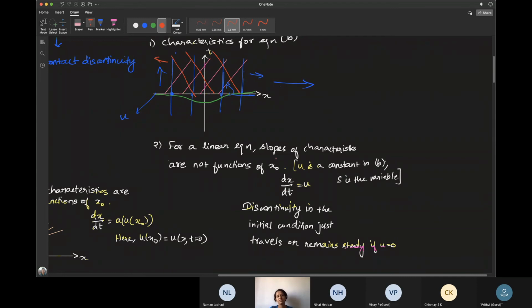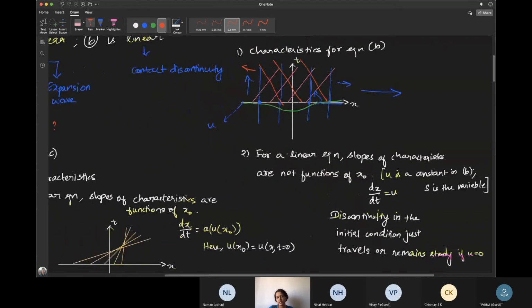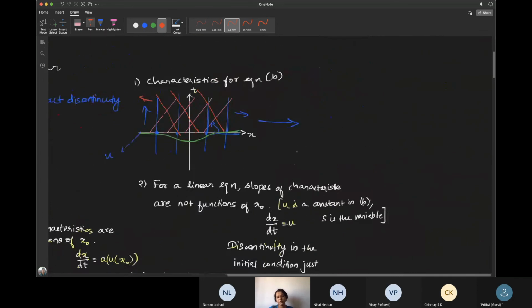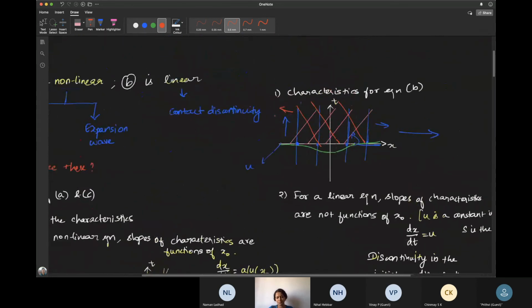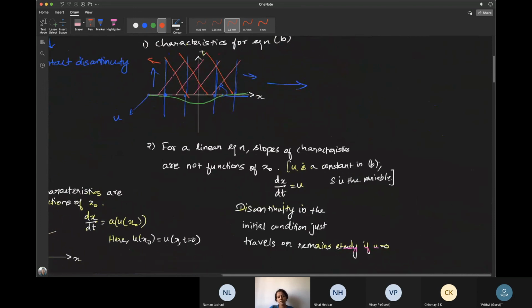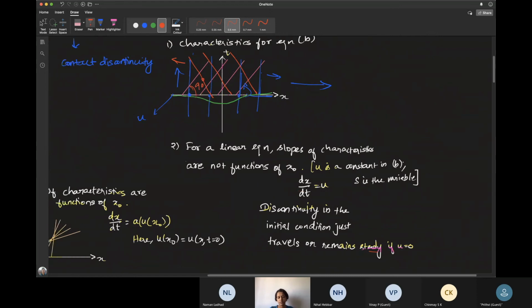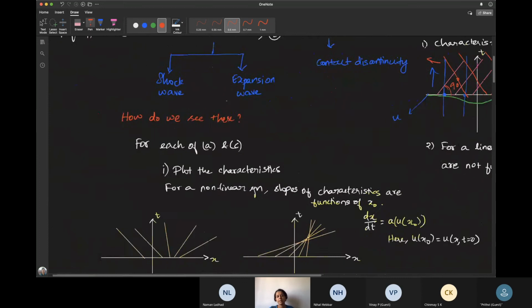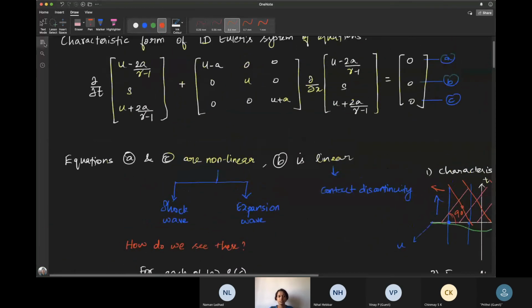All of this we have seen when we were doing scalar conservation laws, so I'm not going into more detail here. So we'll get traveling wave solutions, and we may also get steady solutions if your characteristics are just straight lines with angles of 90 degrees. In that case, your solution will remain steady. So these are the two things.